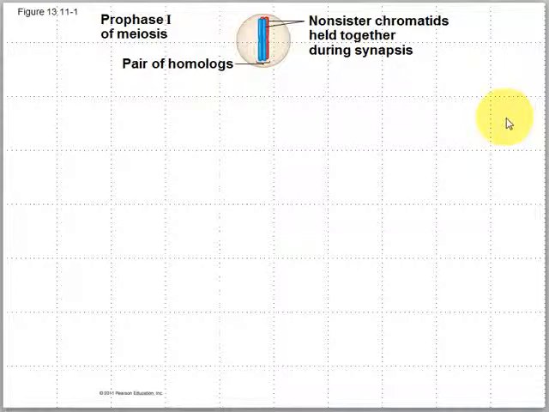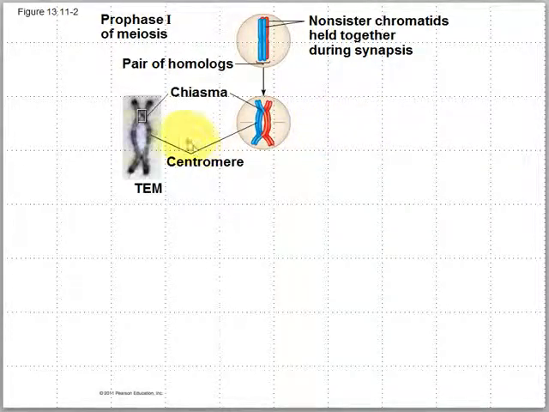Let's take a look at a picture. So here we have 2 homologs that are lined up very closely together, 2 homologous pairs. You have some points at which they cross over. You can see them connected right there.